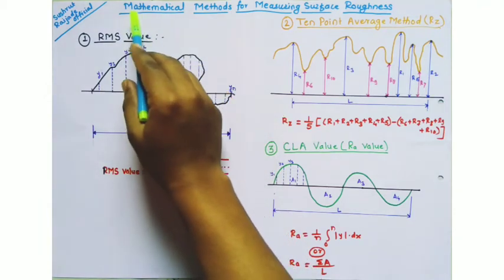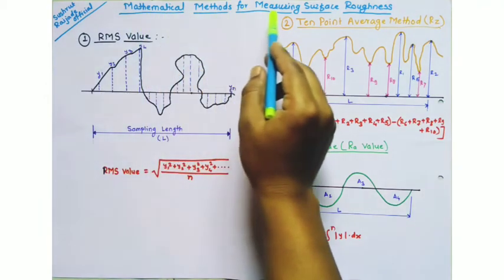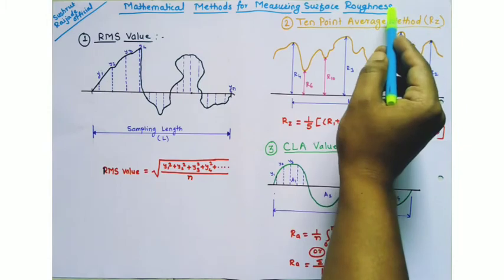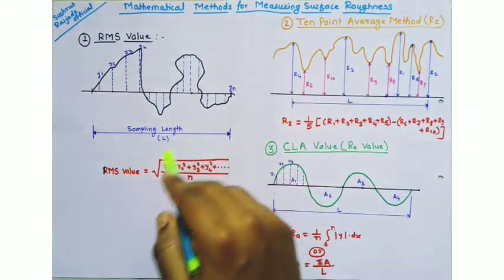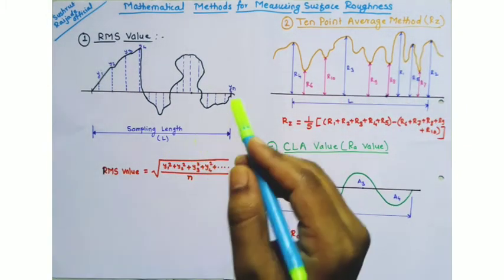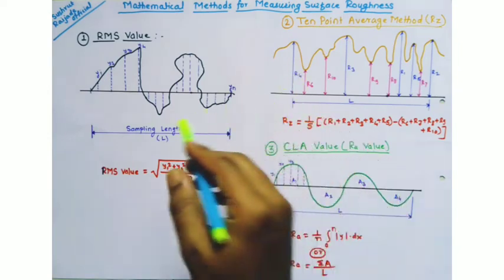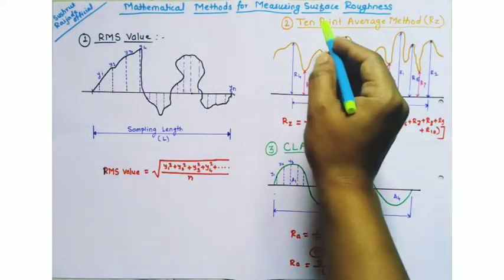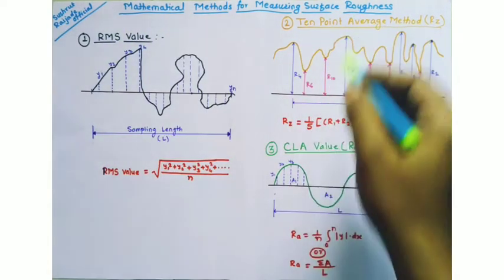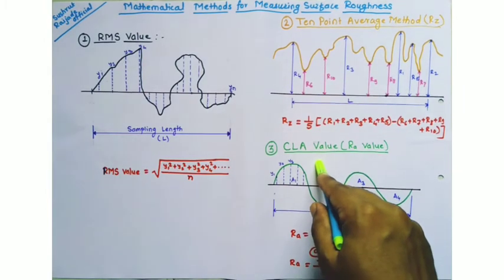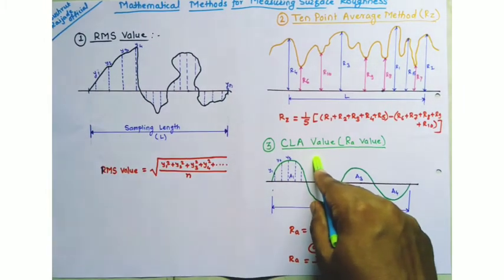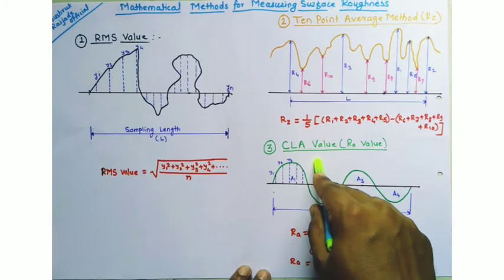In this video we are going to see the mathematical methods for measuring a surface roughness. There are three methods for measuring a surface roughness. First one is the RMS value, second one is the 10-point average method, third one is the CLA value method. Okay, now let us see the first, RMS value.